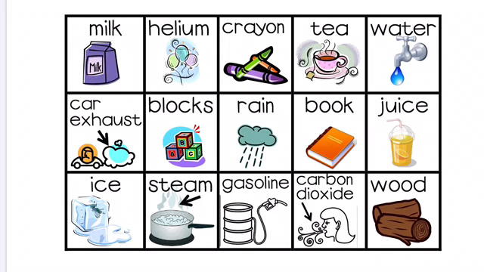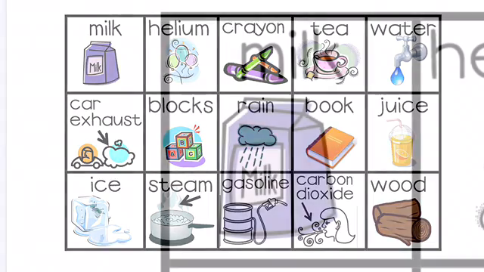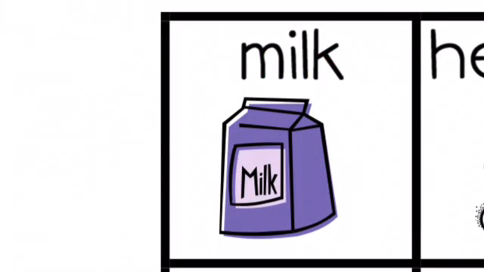Now, let's look at some examples and see if we can figure out what state of matter they are in. This is a carton of milk. What state of matter do you think it is? A solid, a liquid, or a gas? I know that when I pour milk into a glass, it takes the shape of its container. That must mean that milk is a liquid.